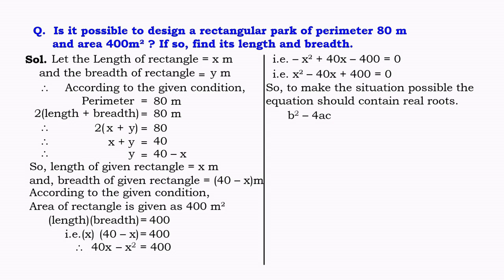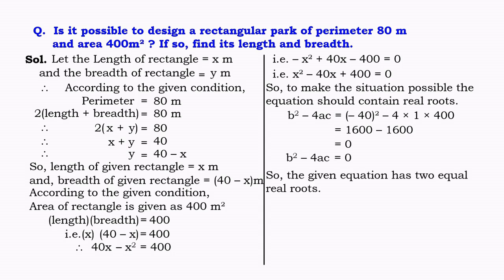B equals minus 40 and C equals 400. Substituting these values, B square minus 4AC equals minus 40 whole square minus 4 multiplied by 1 multiplied by 400. This gives 1600 minus 1600. Therefore, the discriminant is equal to 0. Since the discriminant is 0, the quadratic equation has real and equal roots. Hence, the given situation is possible.